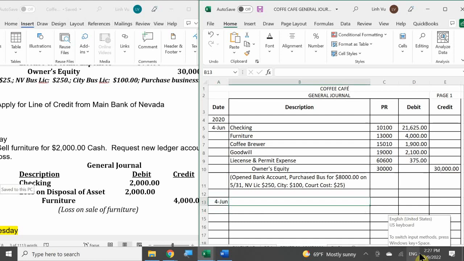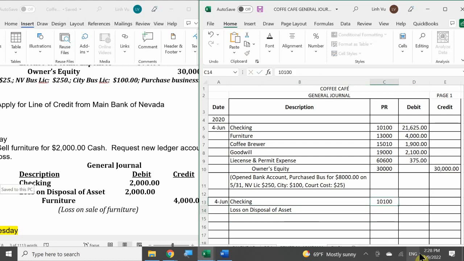We end up selling our furniture and we received cash out of it. So in this case, we got our checking account. We also have to recognize, right? So we increase our cash flow, because we got money out of it. So therefore, we increase our cash. Second thing is, we had to recognize our expense. So loss on disposal of asset, because we end up selling it, and we end up selling it for less. Okay, so checking was 10,100.